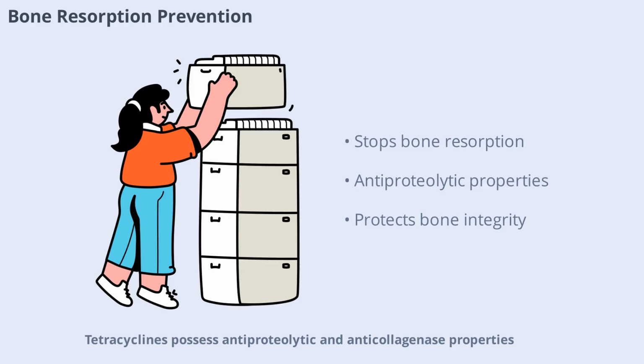Tetracyclines possess antiproteolytic and anticollagenase properties, making them effective in stopping or inhibiting bone resorption. They can inhibit bone loss induced by parathyroid hormone, prostaglandin E series, and bacterial endotoxins. This action is particularly valuable in dental and orthopedic treatments, where maintaining bone integrity is essential for patient outcomes.